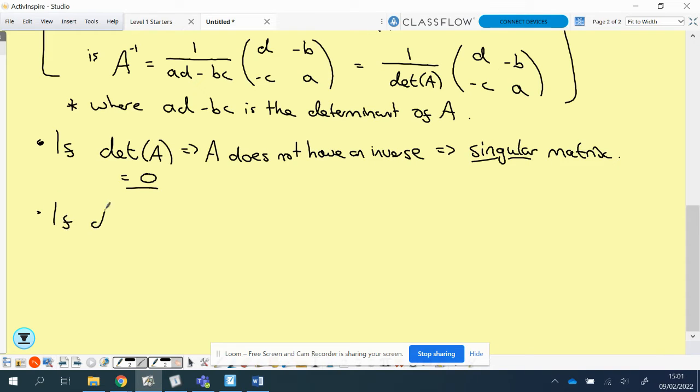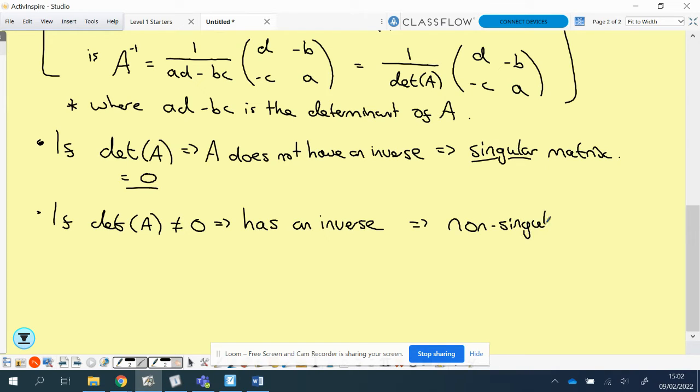But if the determinant of A does not equal 0, okay, therefore it has an inverse, and what we say is that it is non-singular. Okay, so that's just some terminology you need to be aware of.